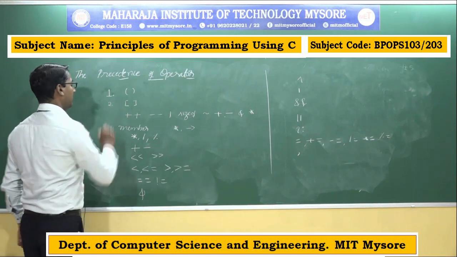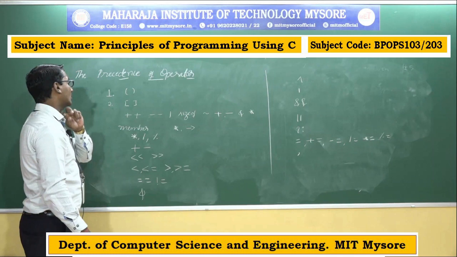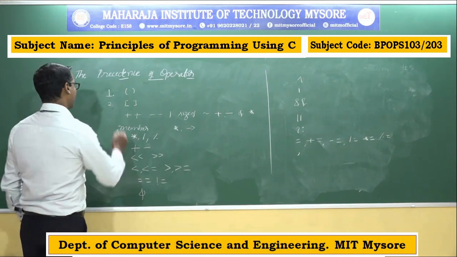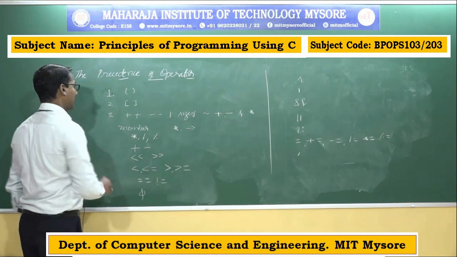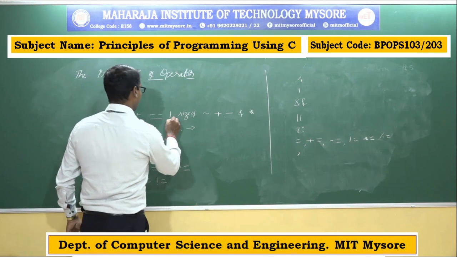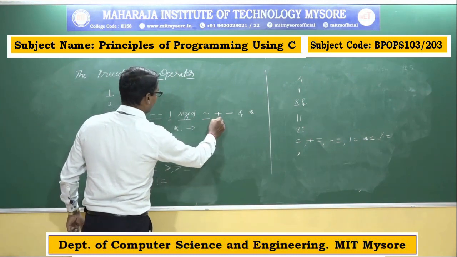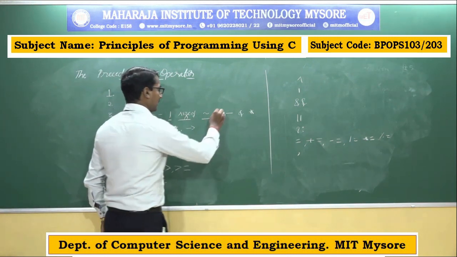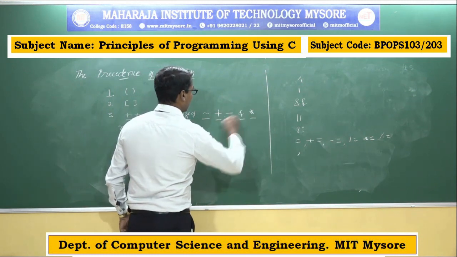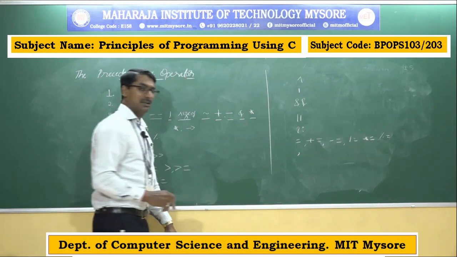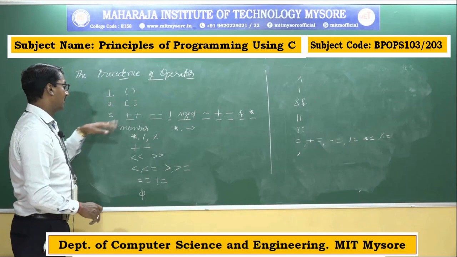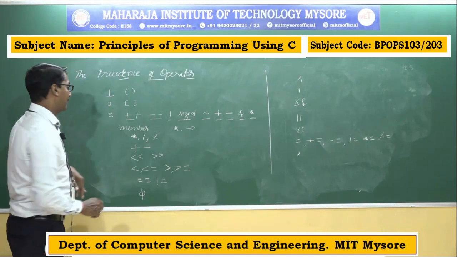The second is the square bracket. We use a square bracket in arrays and array variable declaration. The next preference is for the unary operators, that is increment, decrement, not operator, sizeof, complement, assigning positive and negative numbers, and the address operator and the pointer operator. So the third priority is for the operators of unary type.